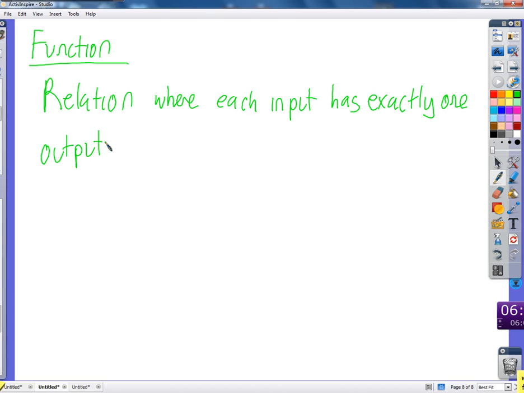Functions, when you put something into a function, this is a subset of relations. When you put something into a function, you get only one thing out. Not 2, not 3, not any other number, not even 0. You can't get 0 things. If you put something that's in the domain into a function, you have to get something out. So exactly one. One and only one.